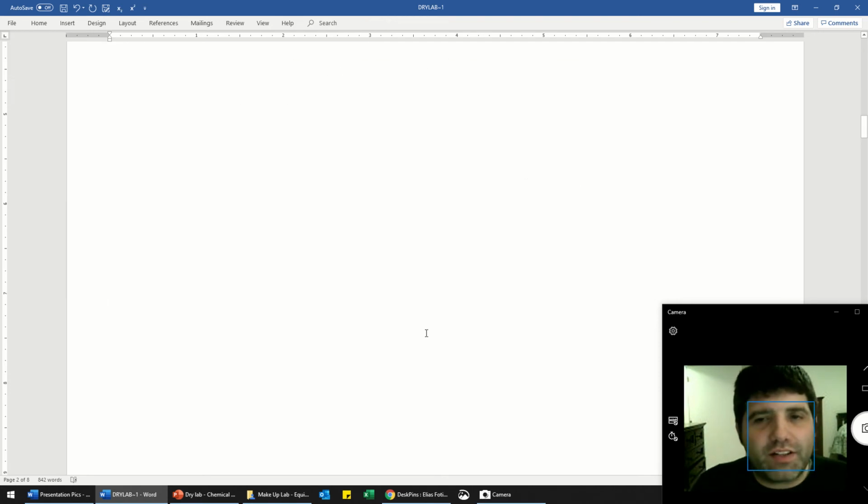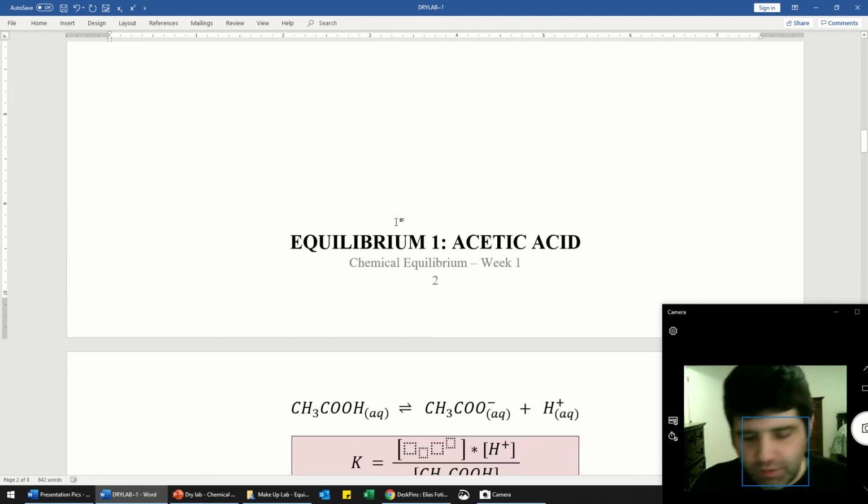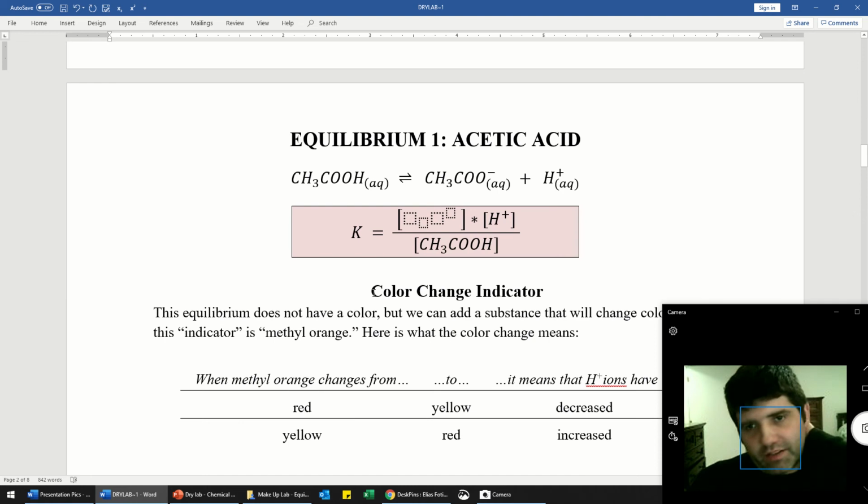Okay, so let's look at another situation. Let me scoot down here a little bit. Okay, so this one is going to be acetic acid in equilibrium in water. So what's going on here is we have this molecule right here, acetic acid, CH3COOH, this is the acid that's in vinegar. It's dissolved in water. And then what happens is this molecule breaks up, dissociates into two ions.